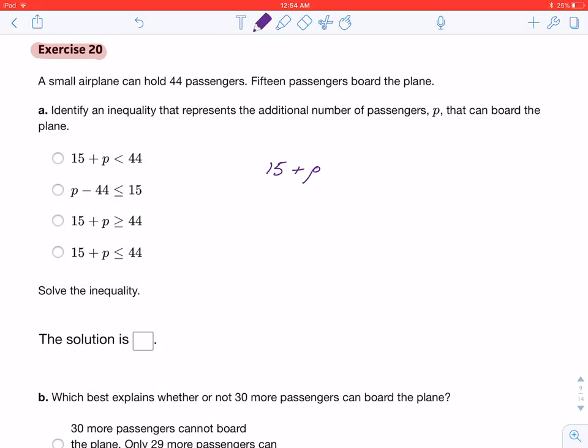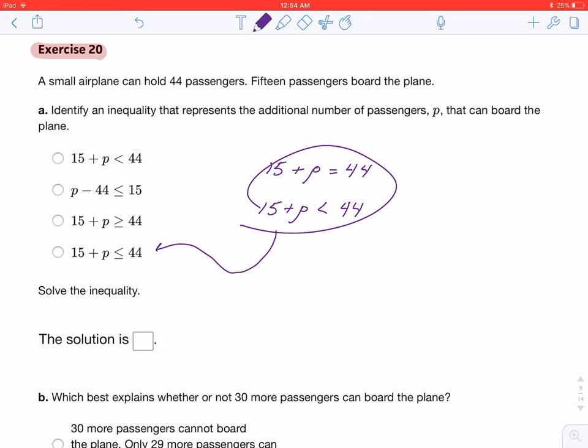So I can represent that as P. So 15 plus P people has to be either equal to 44, because it can hold 44 passengers, or it has to be less than 44. But it can't be greater than 44 because that would be much more passengers than the plane can hold. And so the way that I would combine these inequalities would be like so. 15 people that are already on board plus an unknown number of people has to be less than or equal to 44. So I would go ahead and shade this one in.